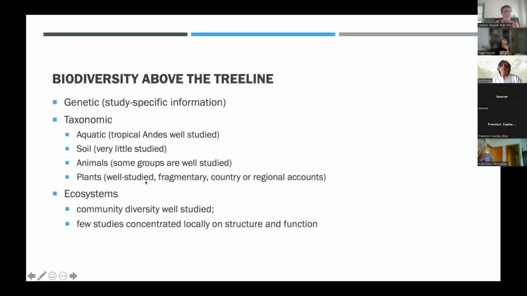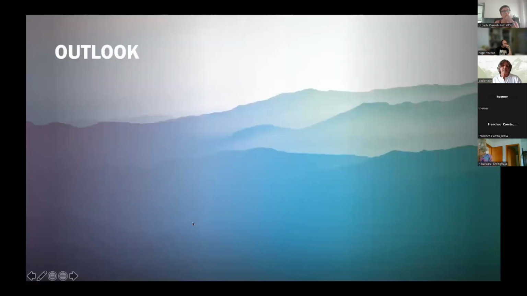Plants are well studied, but the accounts are usually based on a country or regional basis. Ecosystems, again, well studied, well known. The problem, what I see, is that few studies concentrate on structure and function. Okay, so I'll wrap up now in terms of what do we do with all this information? We have a rich source of information, but as I pointed out earlier, it's collected and cataloged in a way that it's very difficult to put everything together so we can make an integrated assessment.